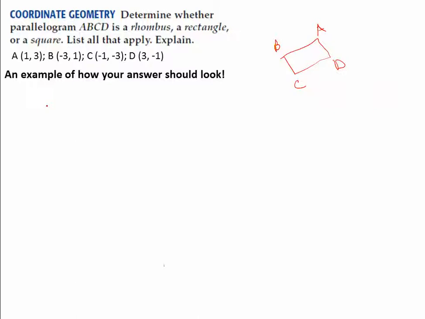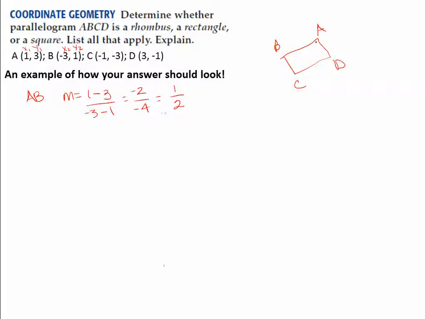First, I'm going to say, let's look at my sides. I'm going to do the slope of AB. So my slope, you remember you do x1, y1, x2, y2. So I'm going to have the y's on top, 1 minus 3. The x's, negative 3 minus 1. So I'm going to have a negative 2 over a negative 4, which equals a positive half.